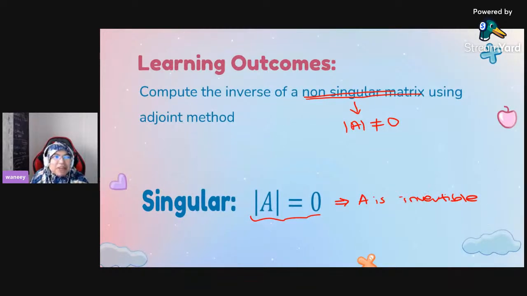That means you cannot find the inverse of A. So A inverse does not exist.